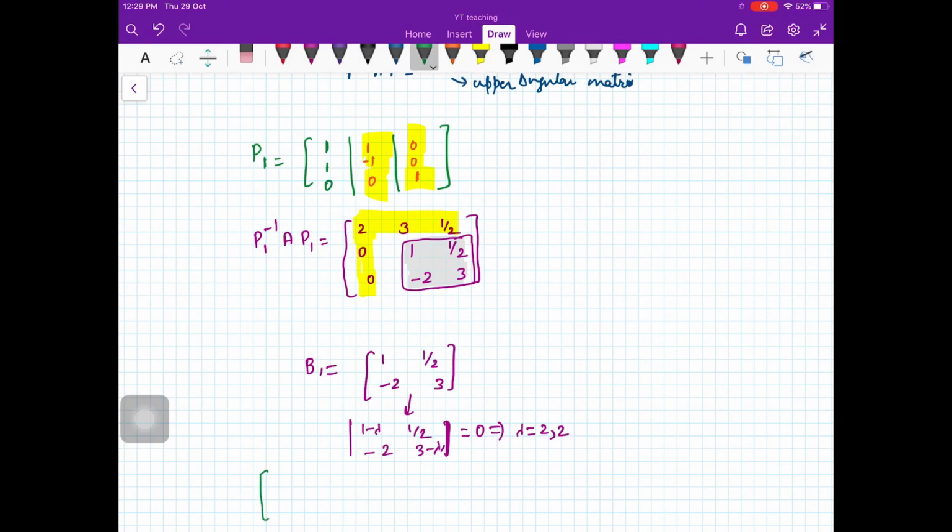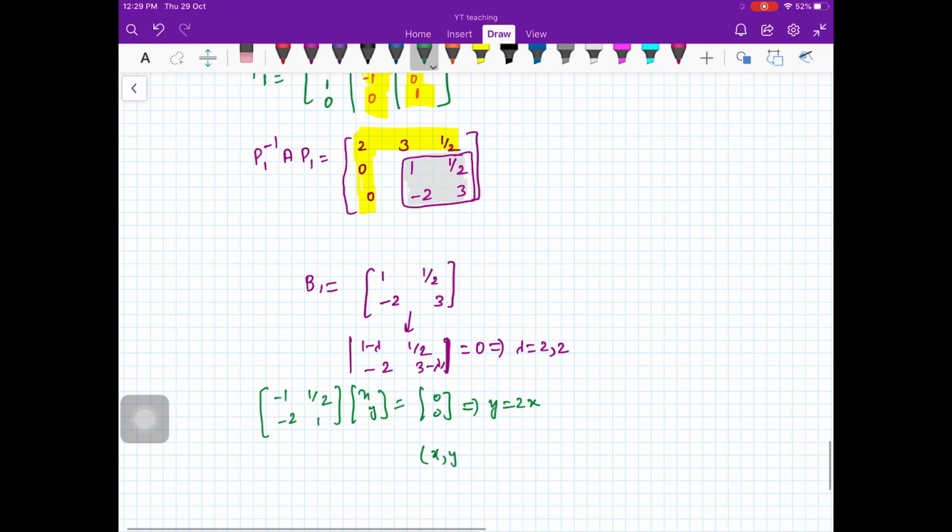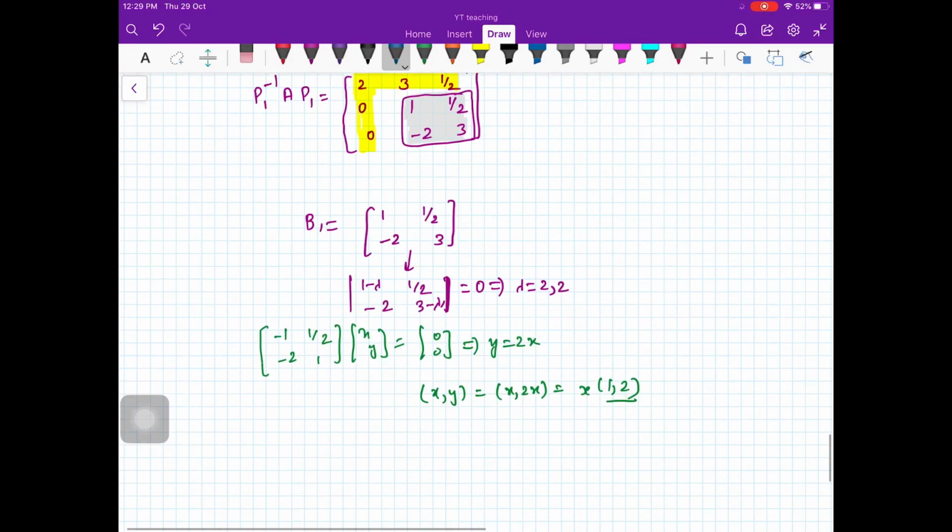Then you can find the corresponding eigenvector. That will be -1, half, -2, 1 times x, y equals 0, 0. That will give y equal to 2x. So my linearly independent eigenvector will be 1, 2.